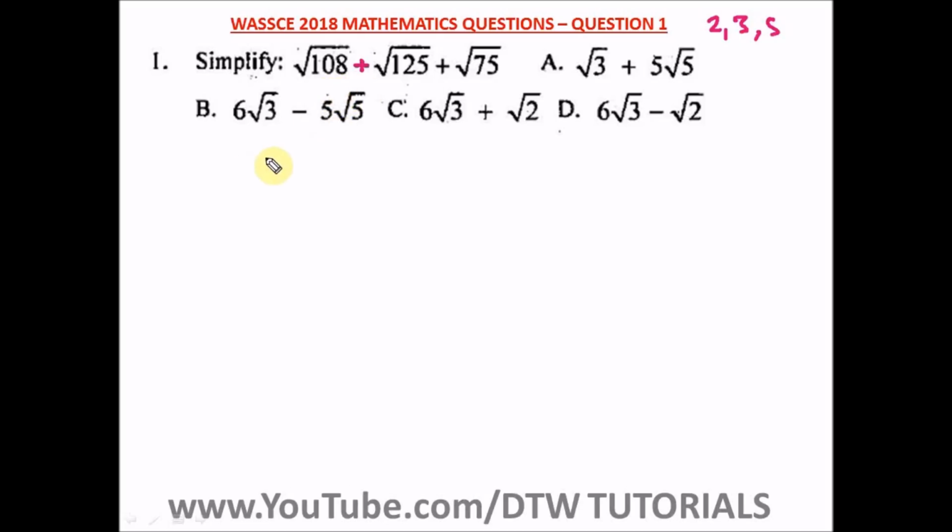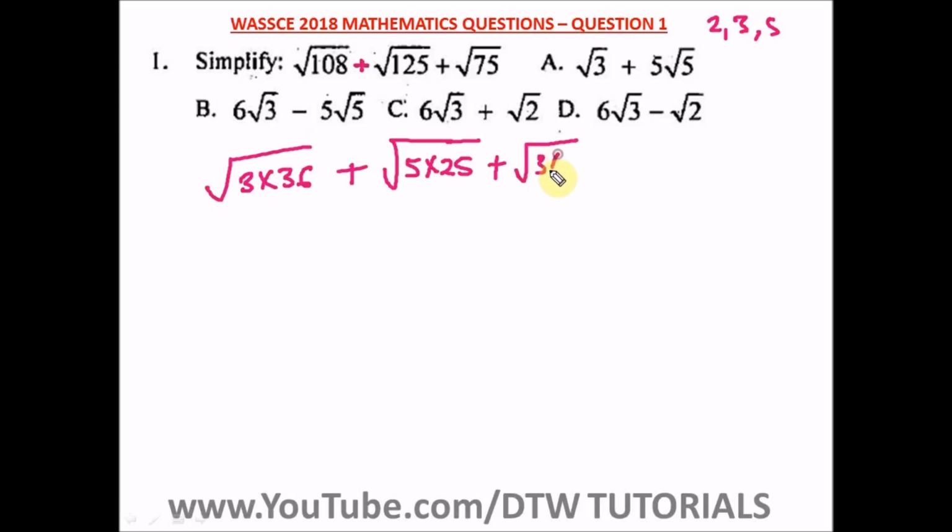What's the square root of 36? It is 6. So we're going to say, in bracket, 3 times 36, plus the square root of 125. Definitely we have to use a 5 here. 125 divided by 5 will give us 25, and we can get the square root of 25, right? So we have 5 times 25, which gives us 125, plus 75. Let's try a 3. 75 divided by 3, we are going to get 25, and definitely we can get the square root of 25, which is 5. So we have here 3 times 25, which will give us 75.